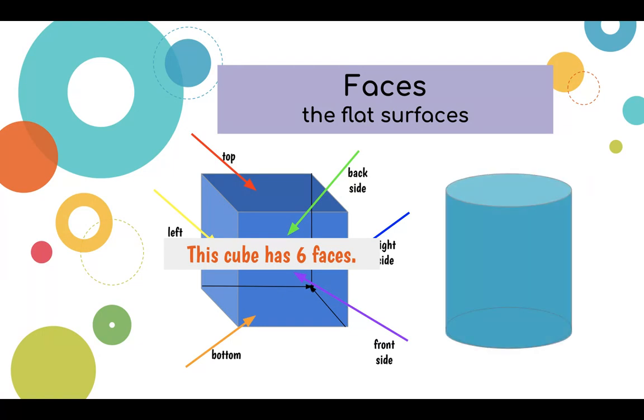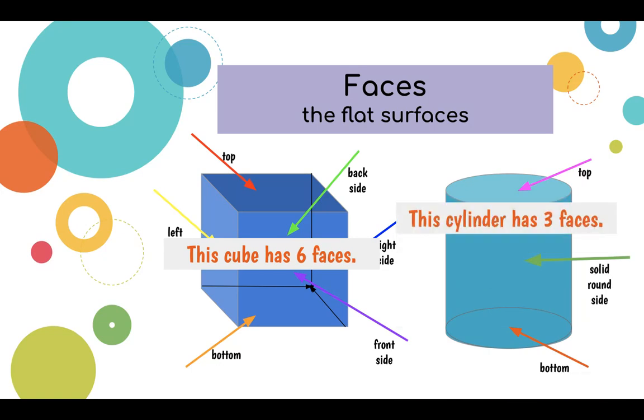The next example I have is actually called a cylinder, kind of like a can that you might get some soup out of. This one actually has three faces. There's a flat top, a flat bottom, and then that solid round side is also kind of a different kind of face. Looks a little bit different.